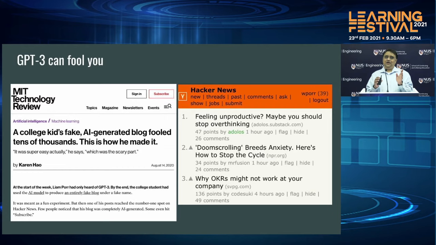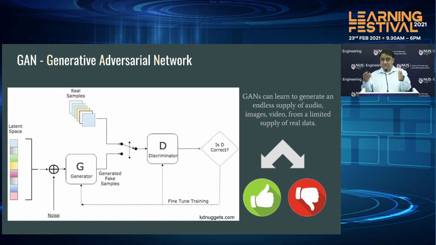This is just one example. I'm going to show you later that the problem is a lot worse, in the sense that there are many more things. So you combine GPT-3 with what I'm about to show you, which is called a GAN, a generative adversarial network. A GAN is a computing algorithm that can learn to generate an endless supply of samples from a very small sample. For example, I give it maybe 100 human faces, maybe 500, a small amount. It can take that and generate an unlimited, unbounded supply of human faces. I'm going to show you a few examples and they look very realistic.